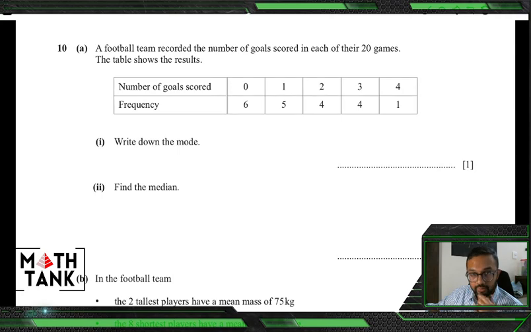Let's talk about this question. It says a football team recorded the number of goals scored in each of their 20 games. The table shows the results. Write down the mode. So the mode is the most frequent observation. That one has the highest frequency, so the mode is 0.